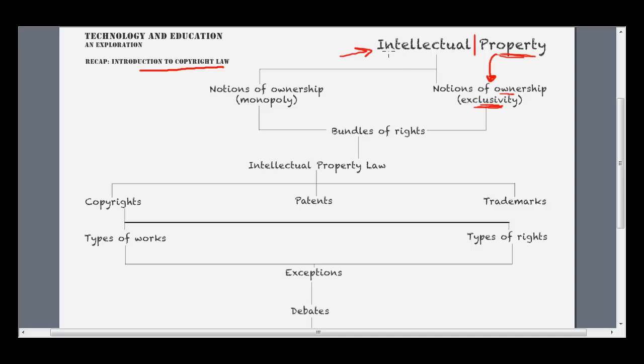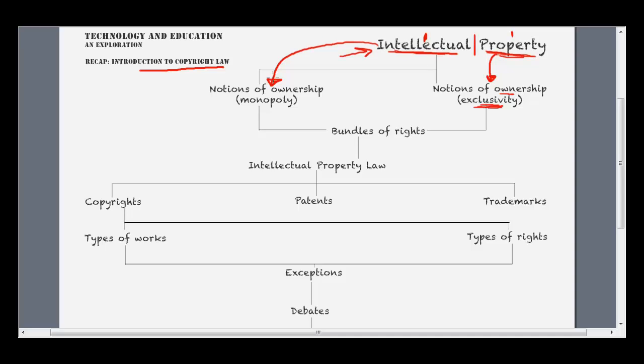Now, let's take the other part of the definition, intellectual. Very simply put, the term intellectual here refers to anything that is a product of the human mind, anything that is created by the human mind. So any property that is created or that is a result of human creativity is called intellectual property. Typically, this is intangible, which means that you can't really touch or feel it, but it is property under the law.